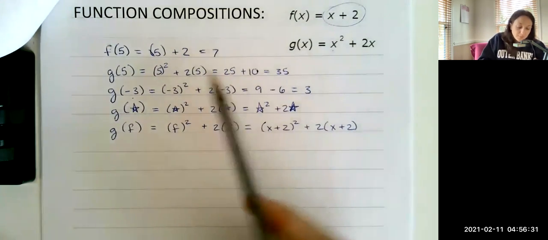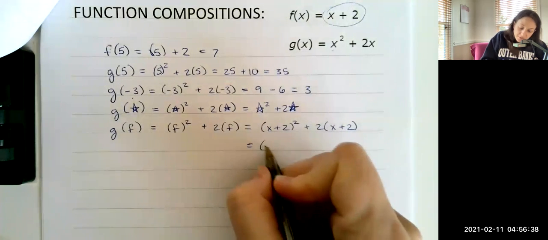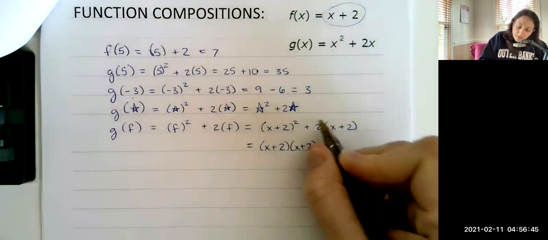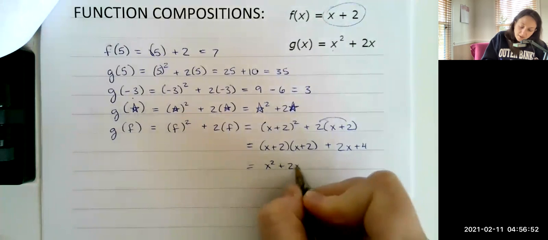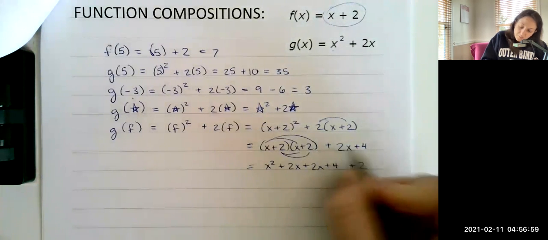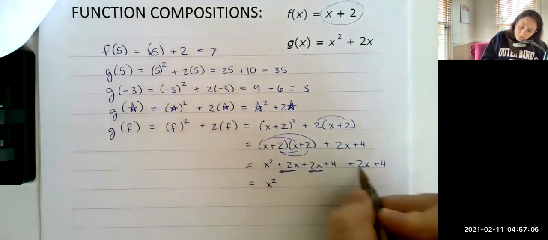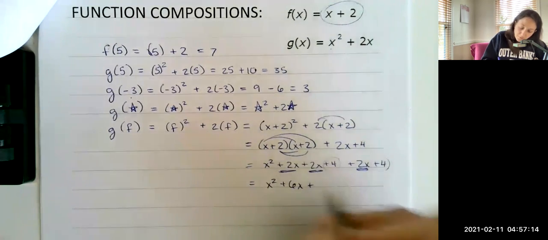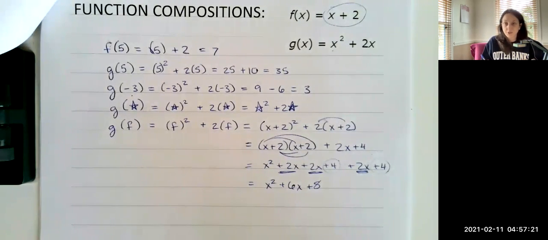And it goes in just like we did before. It goes in for every single appearance of X. So now we actually have to do a little more work. X plus 2 times X plus 2, because that's what happens when you square something. And then I distribute 2X plus 4. So X squared plus 2X plus 2X plus 4. And then this piece over here, 2X plus 4. So my final answer is going to be X squared, 1, 2, 3. So 2X plus 2X plus 2X, 6X, plus 4 plus 4, plus 8. That is your first example of function composition.